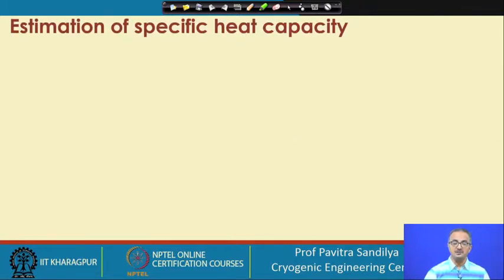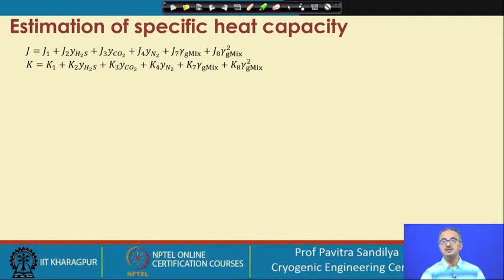And after doing these unit conversions, we go to the estimation of the specific heat capacity. We showed this particular expression earlier, and in this expression we have some parameters J and K. Again, we find these parameters are given in terms of many other parameters, J1 up to J8 and K1 up to K8, and here we have the mole fractions of H2S, carbon dioxide, nitrogen and the specific gravity of the mixture. This specific gravity we found out in the earlier lecture for the same composition of the natural gas. That is why we kept the composition same.